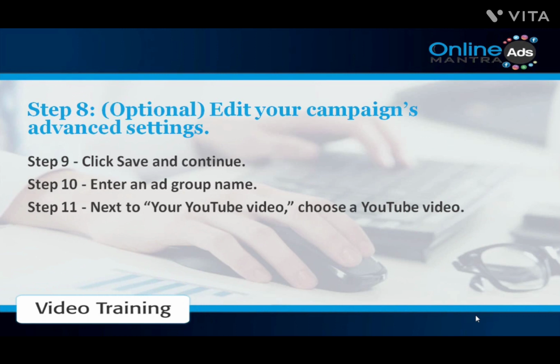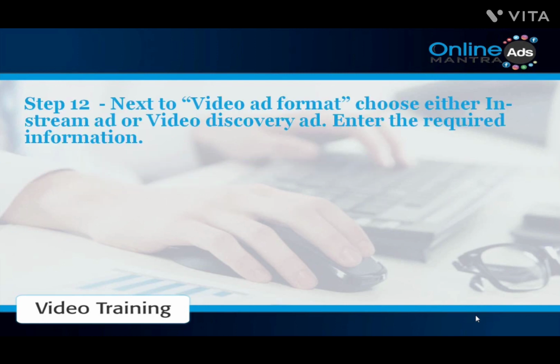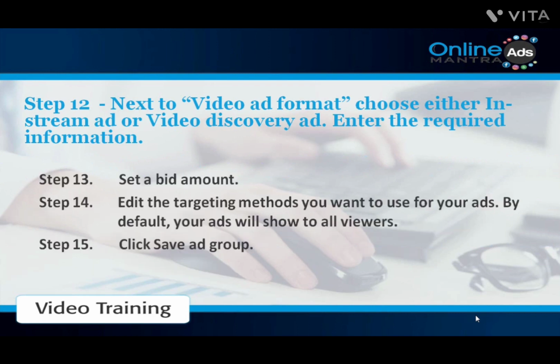Step 10. Enter an ad group name. Step 11. Next to your YouTube video, choose a YouTube video. Step 12. Next to video ad format, choose either in-stream ad or video discovery ad. Enter the required information.